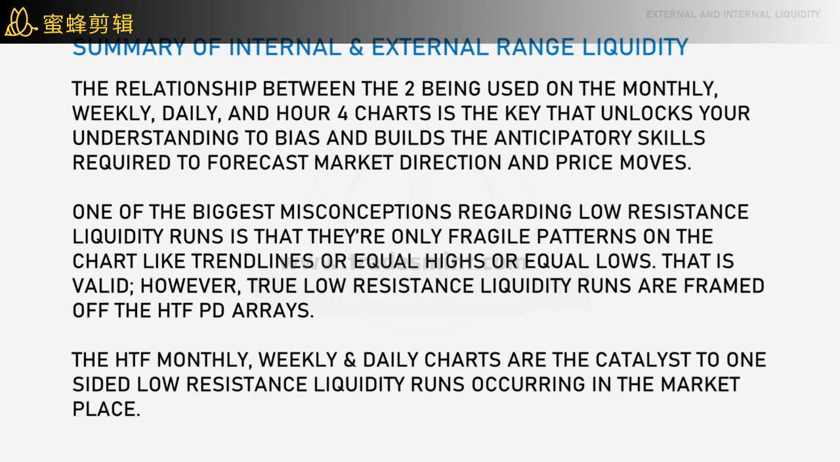One of the biggest misconceptions regarding low resistance liquidity runs is that they're only fragile patterns on a chart, like trend lines or equal highs or equal lows. That is valid. However, true low resistance liquidity runs are framed off the higher time frame PD arrays, right? So think about that: monthly levels, weekly fair value gaps, and so on. The higher time frame monthly, weekly, and daily charts are the catalyst to one-sided low resistance liquidity runs occurring in the marketplace.